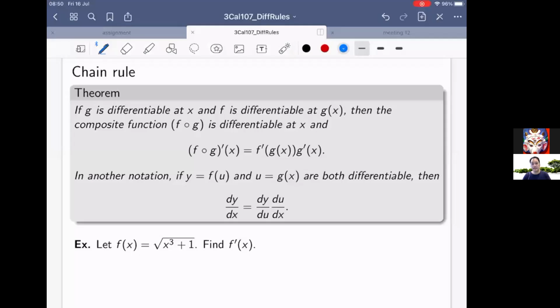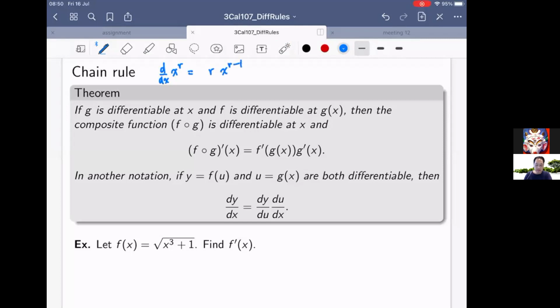Hello everybody, this is the seventh video clip for chapter 2, and today we are going to learn how to find a derivative of a complicated function. For example, what we have learned is the derivative of x raised to the power r, which is r x raised to the power r minus 1.